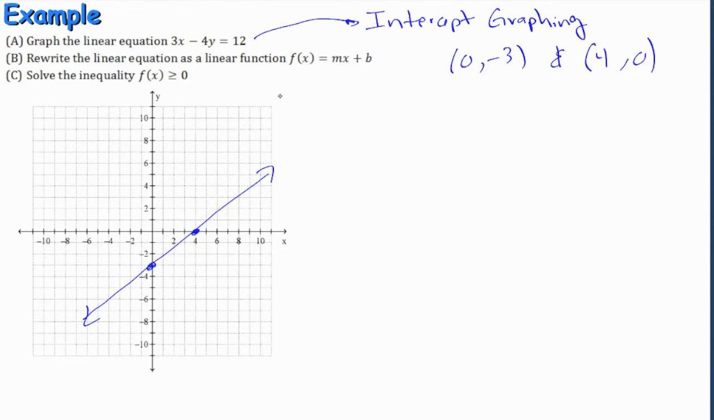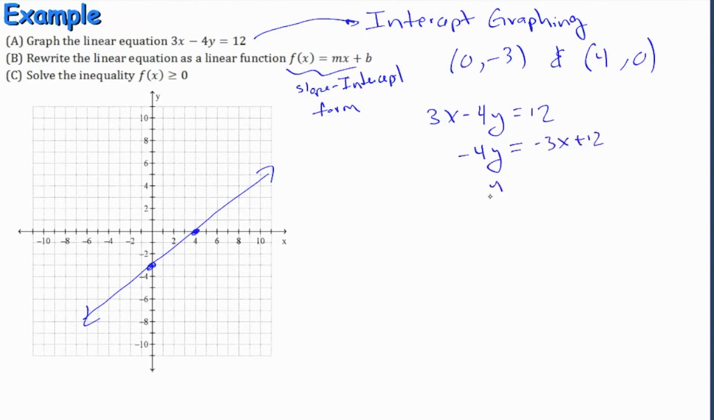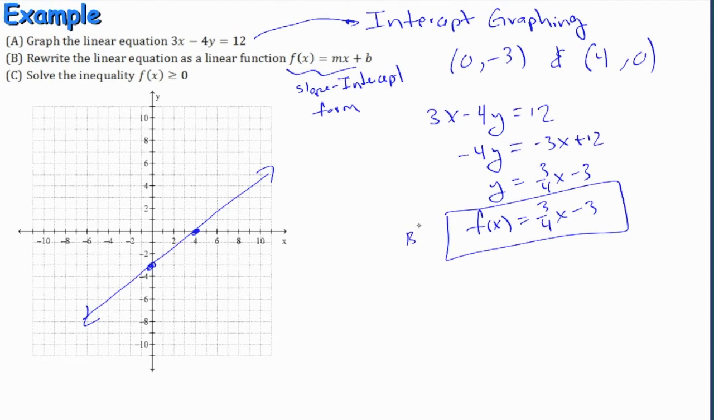And part B asks that we rewrite this linear function in slope-intercept form. So we'll take 3x minus 4y equal to 12, isolate the y variable, and now we can replace the y with f of x equals 3/4 x minus 3. So that's your answer to part B.